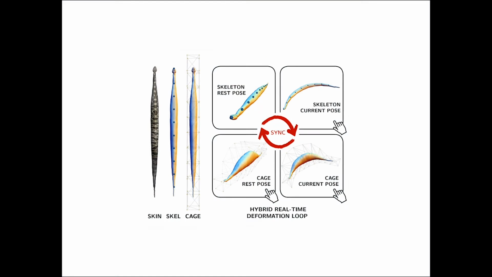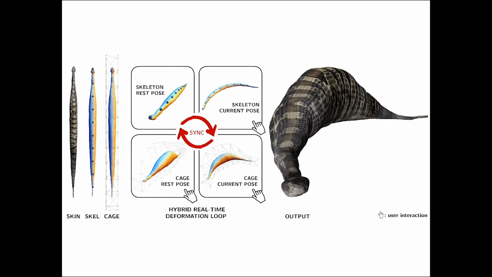The whole framework is based around four entities: skeleton at current and rest pose and cage at current and rest pose. The user can edit the shape of the rest and current pose character by acting on any of these entities. Anytime an edit occurs, all entities are automatically updated and kept in sync, deforming consequently the character skin.